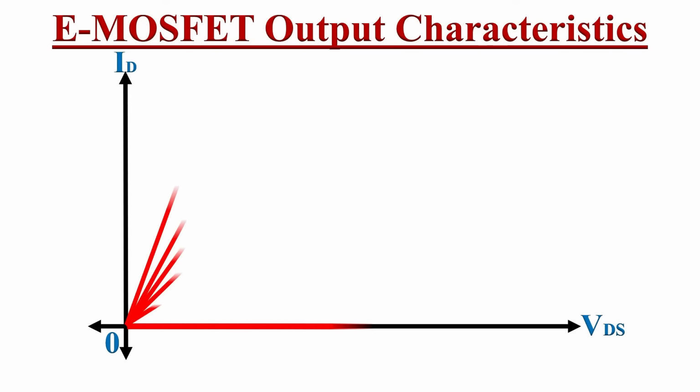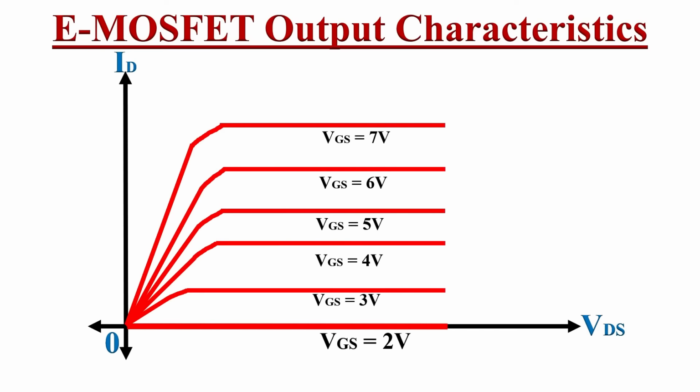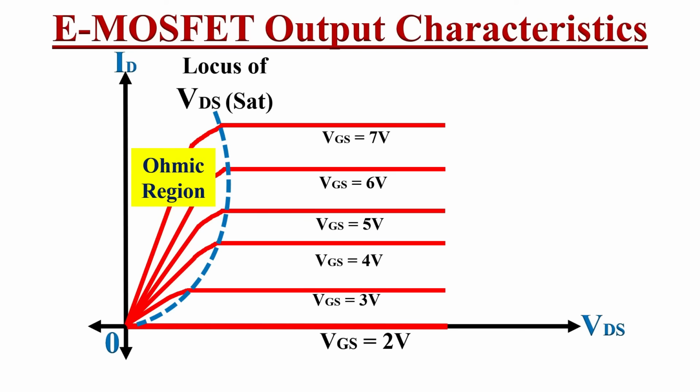So if you draw the drain curves or ID versus VDS curves for different values of VGS, they will appear like this. Here we can observe that as the gate voltage VGS increases, the drain current ID will also increase, and we can draw a parabolic curve to show the locus of voltage VDS where the drain current ID gets saturated for different values of VGS. So in this graph, this region is known as the linear or ohmic region. In this region, the MOSFET operates as a voltage controlled resistor.